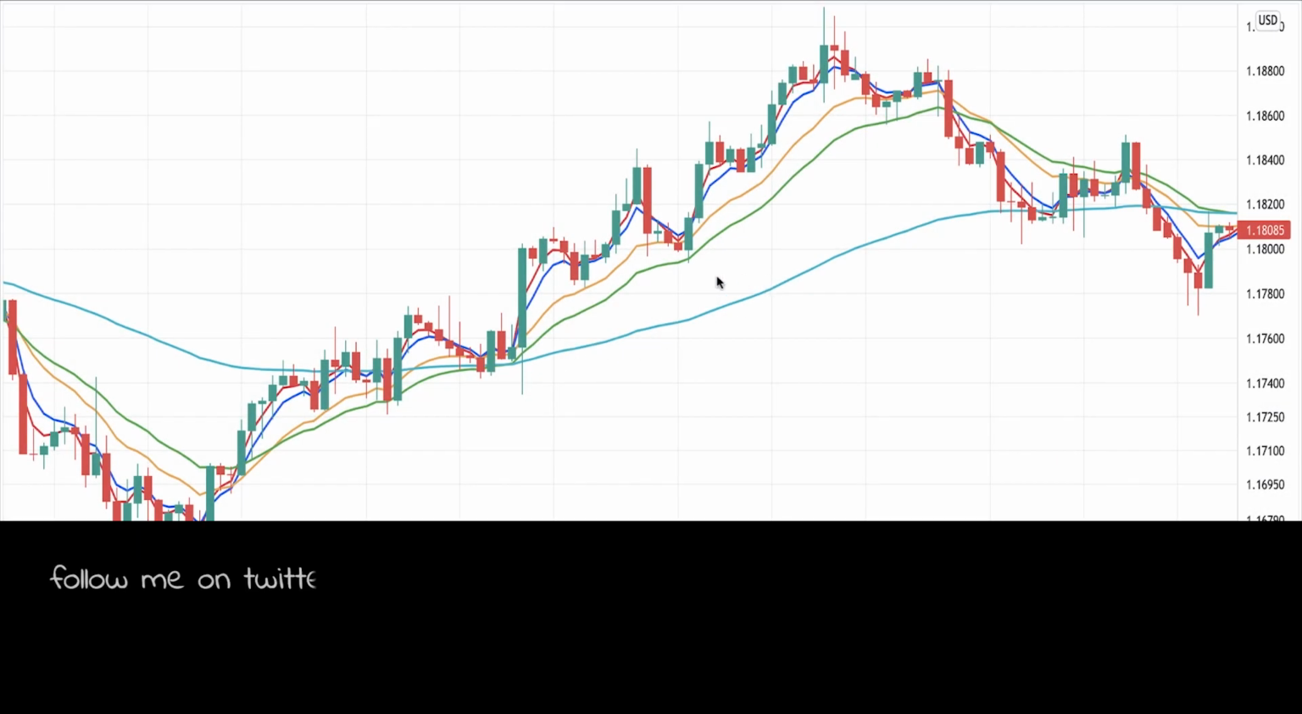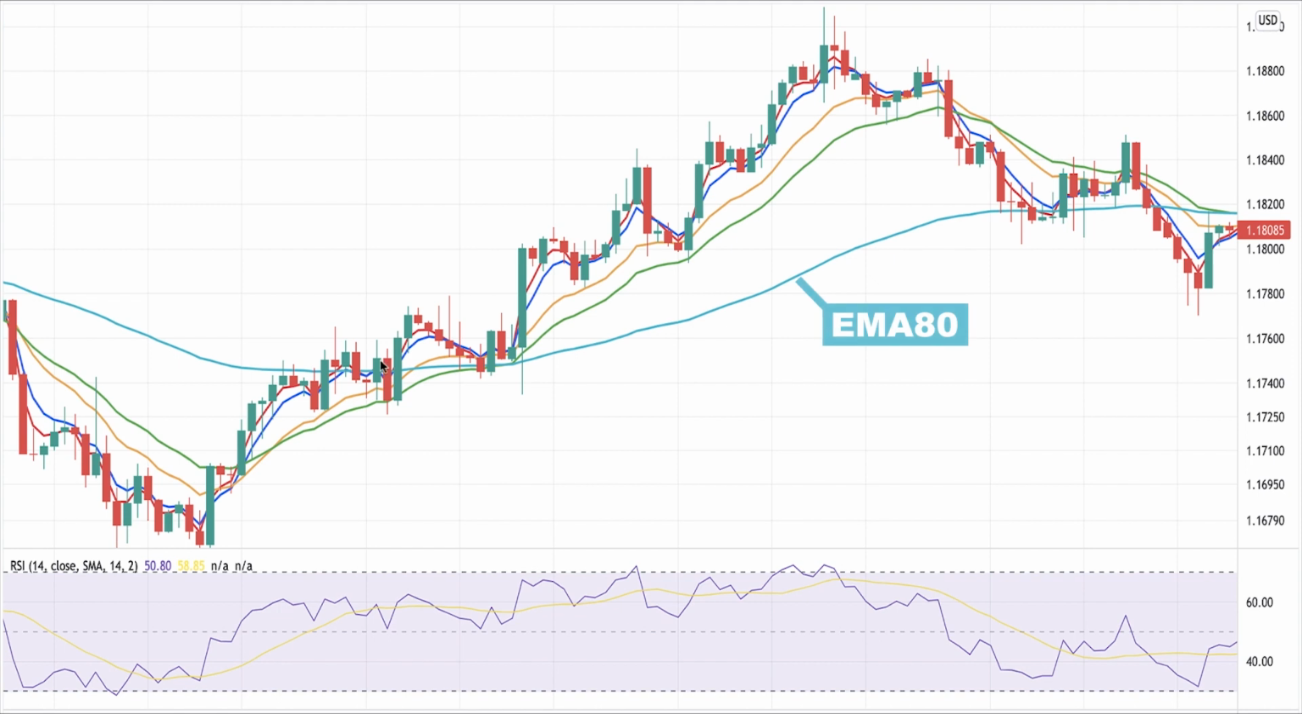Alright, as I said, we have 5 different exponential moving averages in this trading strategy. The first EMA is with length of 80. We use this 80 period EMA for identifying the major trend of the market. So when the price is above the EMA 80, we say that the market is in an uptrend or it's a bull market, and when the price is below the EMA 80, it's a bear market. The market is trending down.